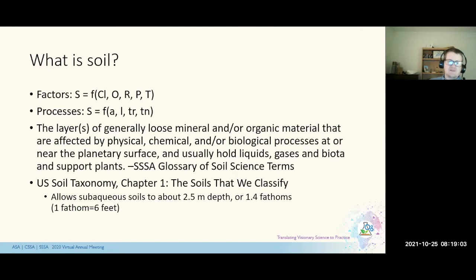Well, what's a little notable about this compared to some of the earlier definitions and earlier concepts of soil as just a medium of plant growth, or soil as the living skin of the earth? Well, this definition says planetary surface. And so this is an effort to include extraterrestrial soils and regoliths, materials on other worlds in the solar system, and probably other solar systems as well, within the definition of soils. And that little caveat there, usually hold liquids, gases, and biota.